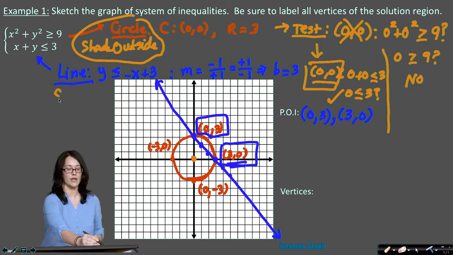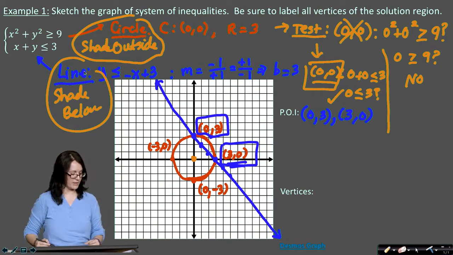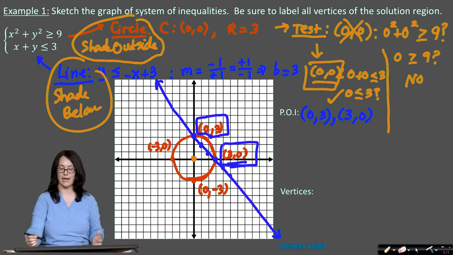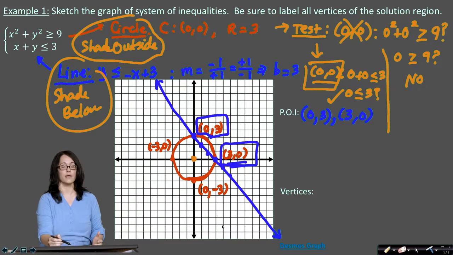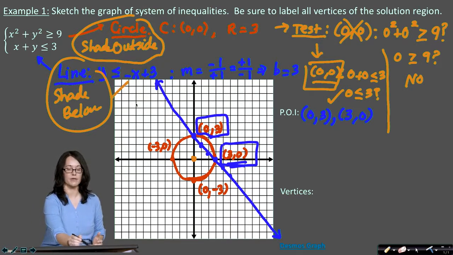So I will be shading below the line. Now I know I'm shading below my line, and at the same time as shading below this line, I need to be shading where? Outside the circle. Okay, so if you're shading below the line and outside of the circle, below the line would be any point here in this region, right? But not inside the circle. So that would mean any point out here is fine in this area of quadrant 2.